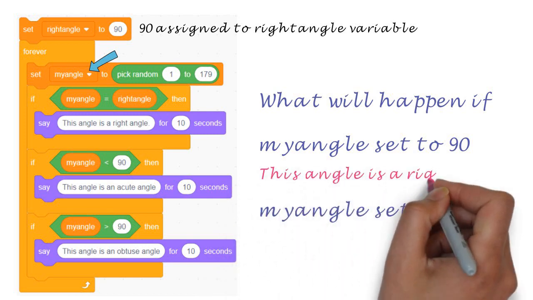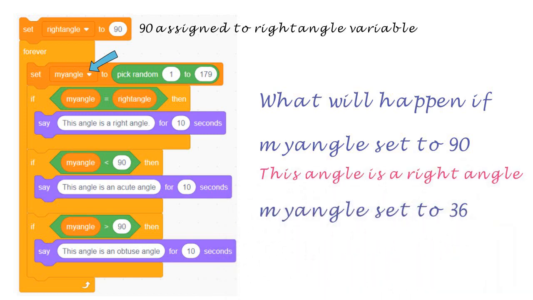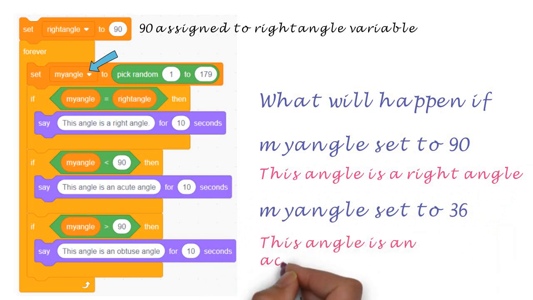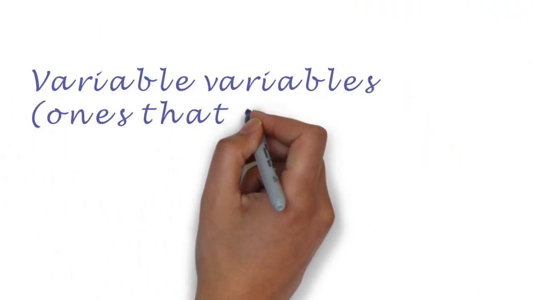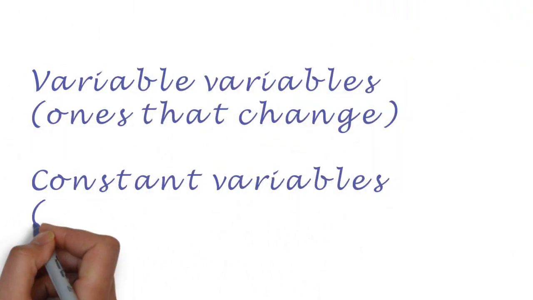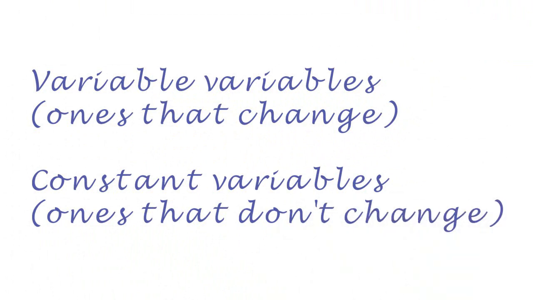That's right. If my angle is set to 90, then it will be the same as the variable right angle, and will say this angle is a right angle. If my angle is randomly set to 36, then it will say this angle is an acute angle. So we have variable variables, ones that change, and we have constant variables, ones that don't change.